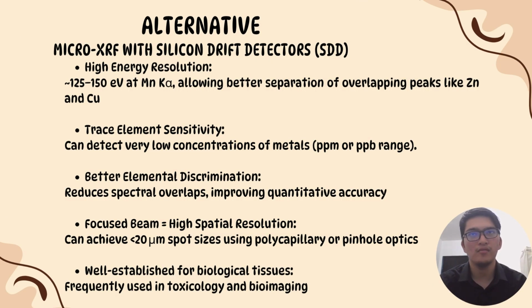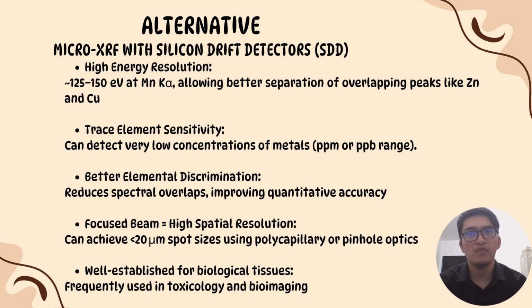Now we are going to talk about an alternative to full-field X-ray fluorescence spectroscopy, which is micro X-ray fluorescence with silicon drift detectors. Why are we thinking of using this as an alternative? Because it offers high energy resolution, which is 125 to 150 electron volts, allowing better separation of overlapping peaks like zinc and copper. Next is its trace element sensitivity, because it can detect very low concentrations of metal, in the ppm or ppb range.